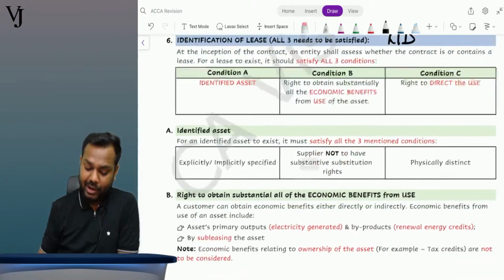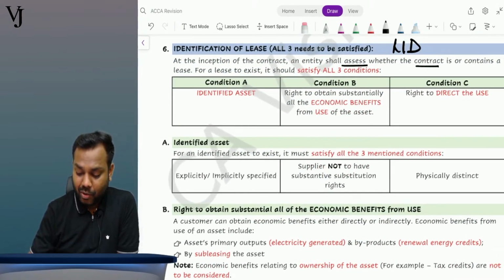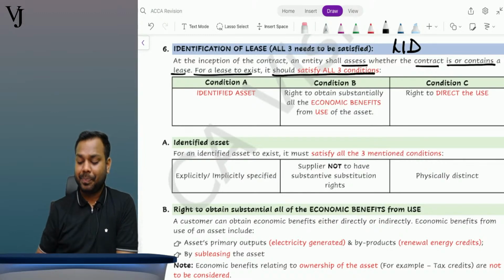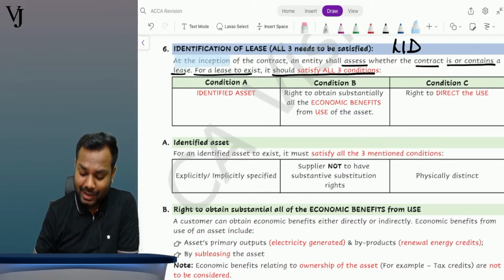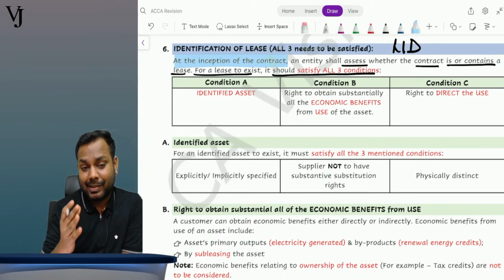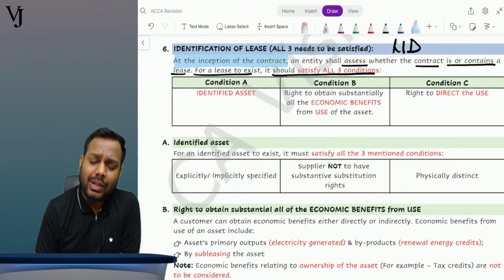See, that's what I've written here. At the inception of the contract, an entity shall assess whether the contract is or contains a lease. For a lease to exist, it should satisfy all the 3 conditions. So this needs to be assessed on the inception of the contract, when the contract starts, when the contract is signed. On the very same day, I have to assess whether this is a lease contract or not. The lease accounting starts from what date?